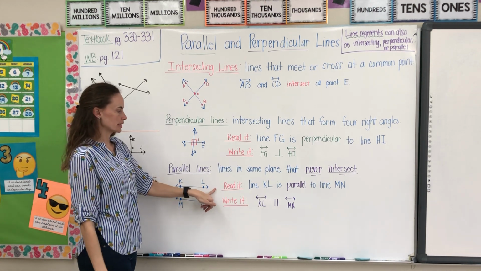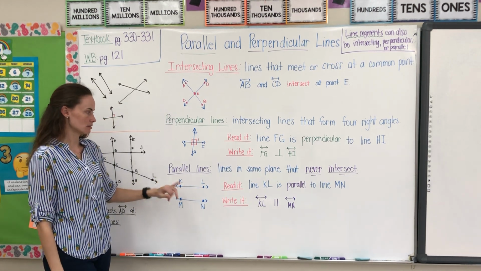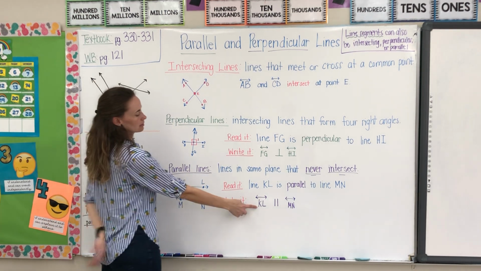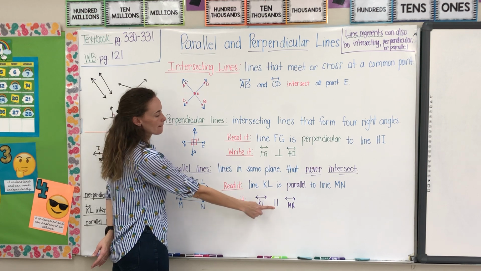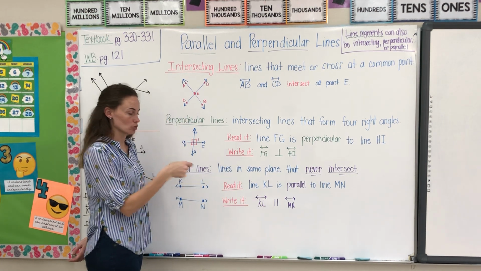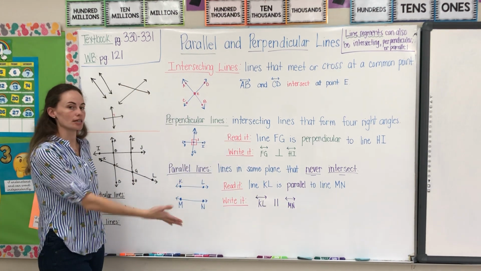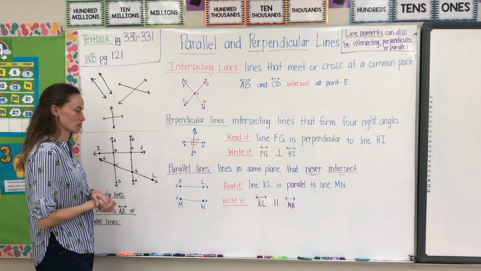Okay, so the way that you would read it is line KL is parallel to line MN. And the way you write it is you write the line KL, parallel, or just 2 lines next to each other, like a number 11, line MN. So that's how you would write that those 2 lines are parallel.